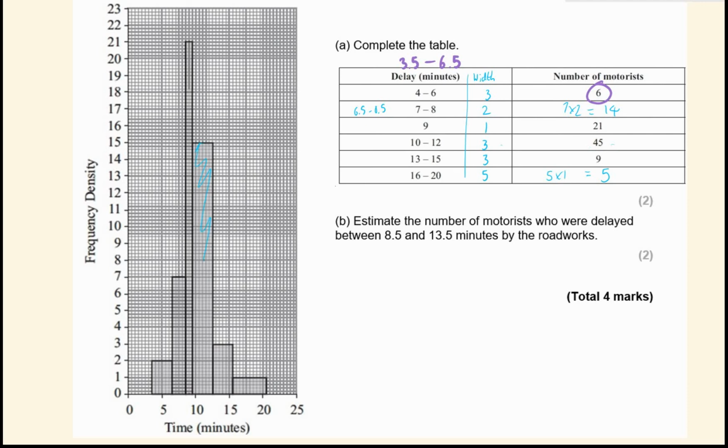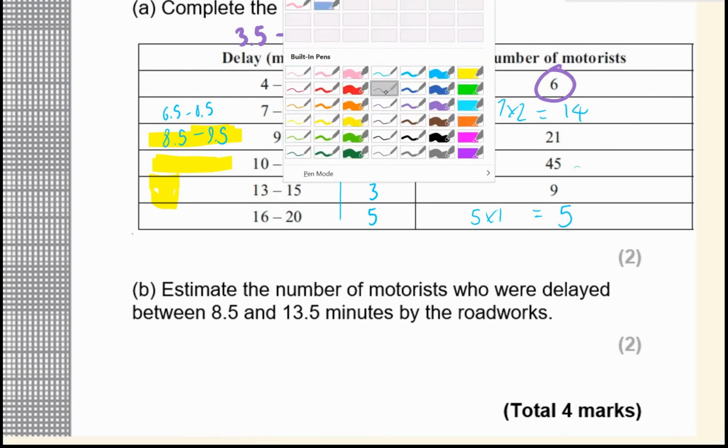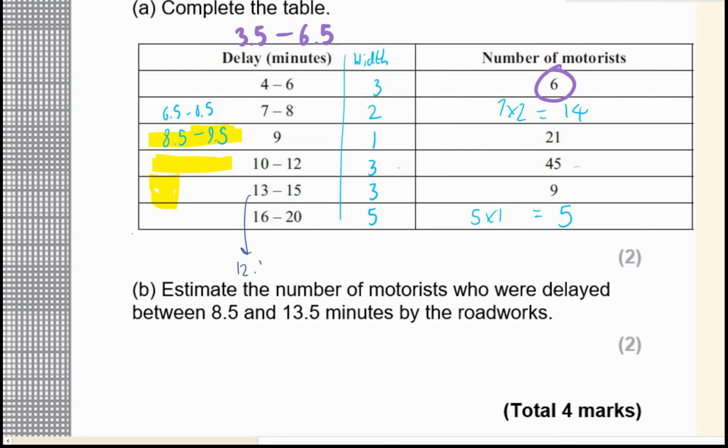So like this bar might have been missing. I might have to draw it in. Question here. Estimate the number of motorists who were delayed between 8.5 and 13.5 minutes. So 8.5 is where this little fella starts, and 13.5 will include all of this and then some of this gang here. So it's not all of it. We know this range actually goes from 12.5 to 15.5.